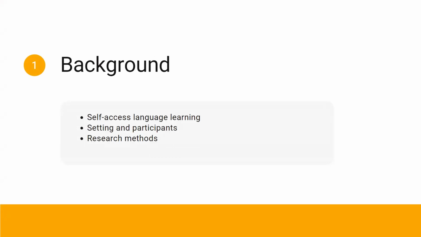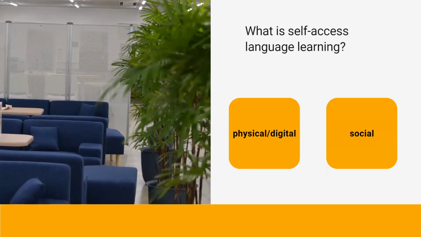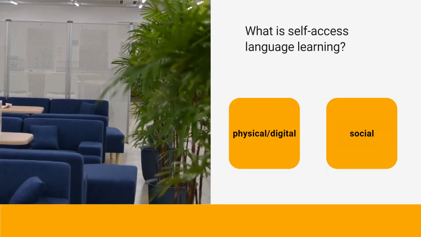Okay, let's look at some background. So first of all, what is self-access language learning? Self-access language learning is providing students with a space outside of the classroom where they can access physical or digital resources, so books, computer programs, multimedia, and social resources, so opportunities to make friends, practice conversation with other peers, have access to learning advisors, etc.